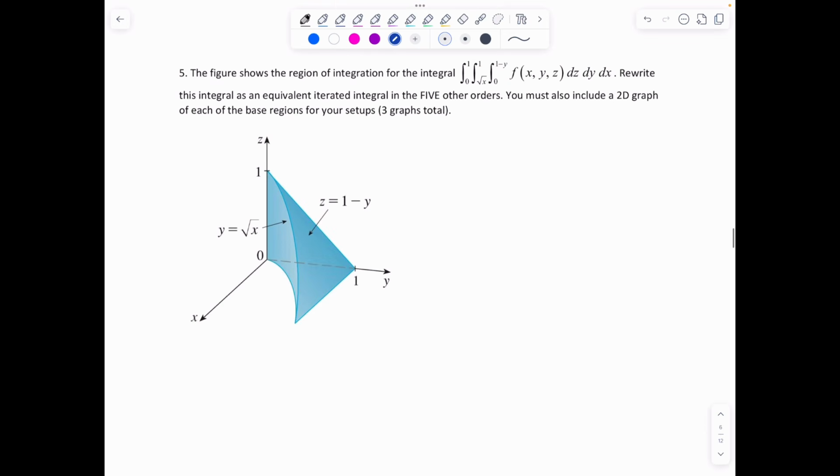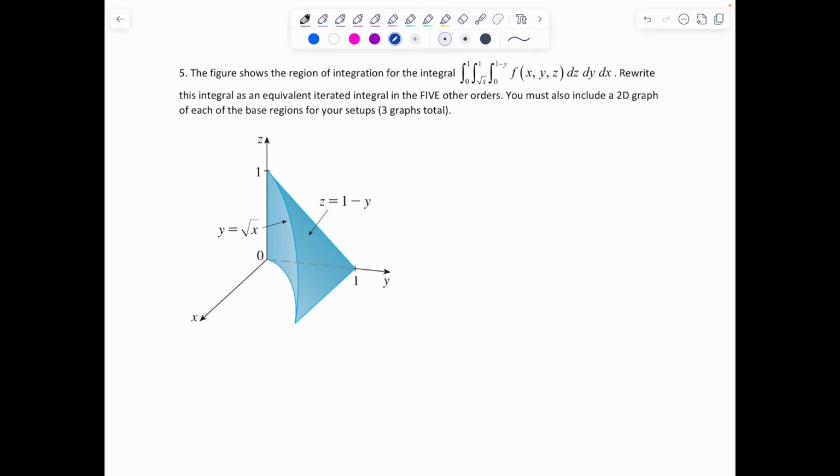The figure shows the region of integration for the integral 0 to 1, rad x to 1, 0 to 1 minus y, f of xyz, dz, dy, dx. Rewrite this integral as an equivalent iterated integral in the 5 other orders. You must also include a 2D graph of each of the base regions for your setups. So there should be 2 graphs total: xy plane, yz plane, xz plane.